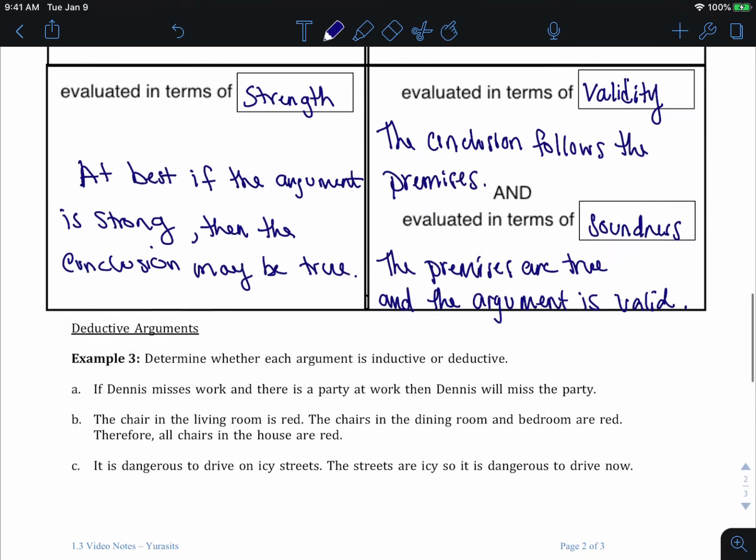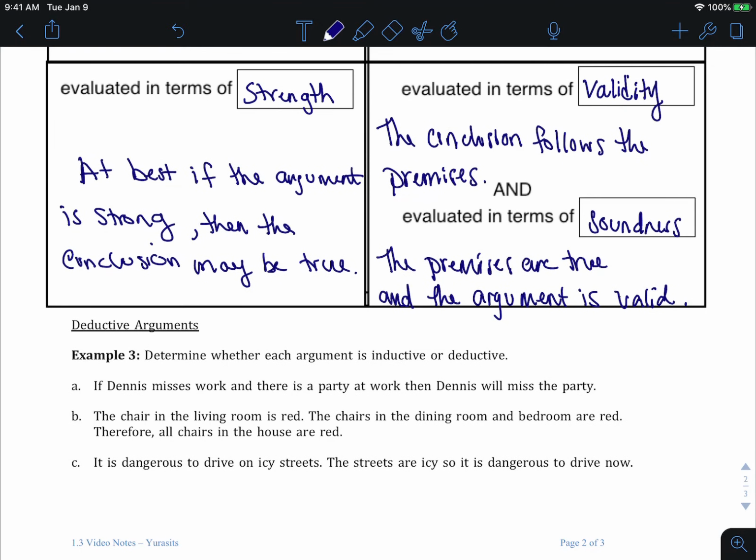All right, so let's go ahead and do example 3. And it's saying determine whether each argument is inductive or deductive. And then our next example we'll talk about to determine if it's valid or sound. If Dennis misses work and there is a party at work, then Dennis will miss the party. So if I look here, if Dennis misses work, that's pretty general, right? I mean, there's multiple reasons of why he could miss it. And then I get to something that's pretty specific. He's going to miss the party. So that's why this is a deductive argument.